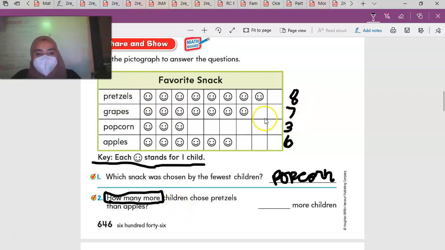So pretzels is 8 and apples is 6. So what's 8 take away 6? 2. So what's your answer?